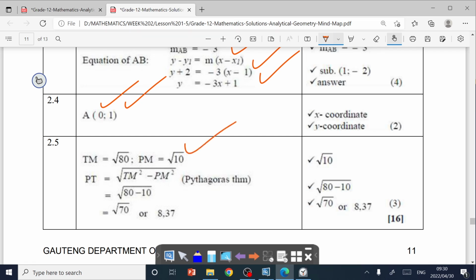Square root of 10, 1 mark. And then 80 minus 10, 1 mark. Pythagoras theorem, 1 mark. For the final answer, 1 mark. Yes. Good. That is out of 16.